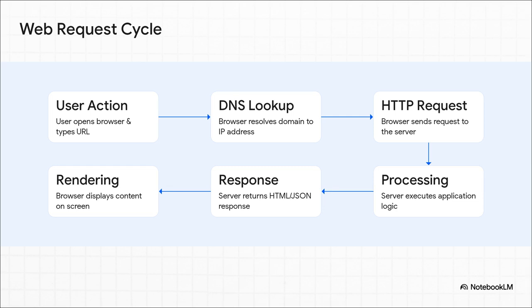Let's break it down. U for user action, D for DNS lookup, H for HTTP request sent, S for server processing, R for response sent, and the final R is for rendering the page on the screen. Uncles don't have super rare radios. Seriously, write that at the top of your test paper the exact second you sit down.